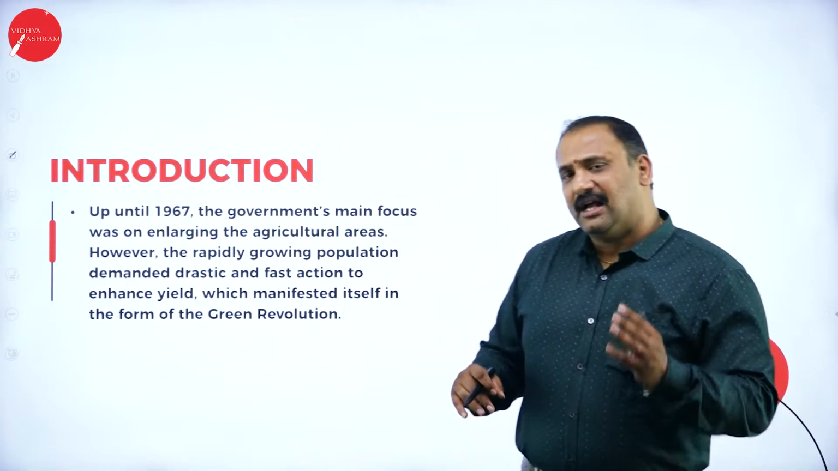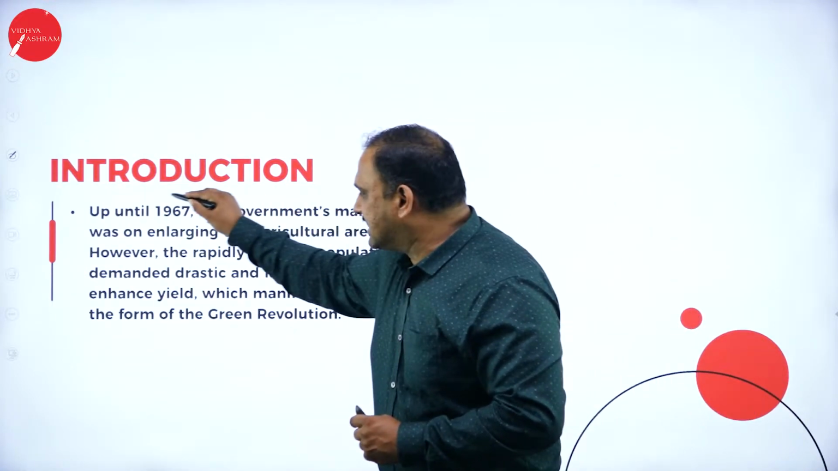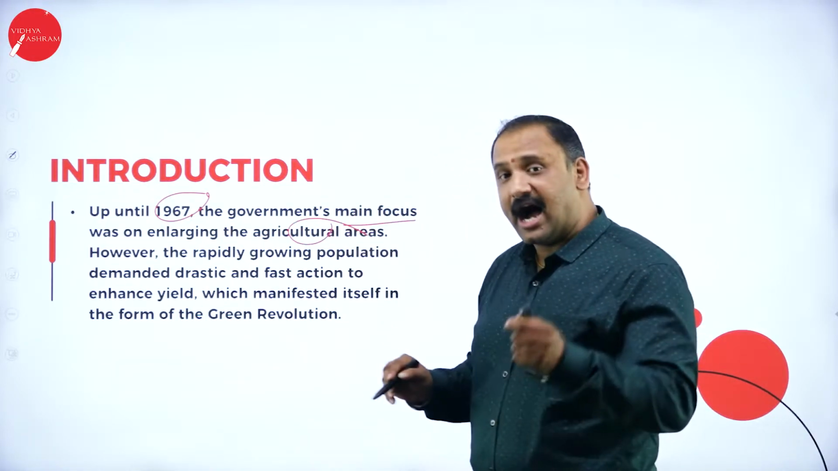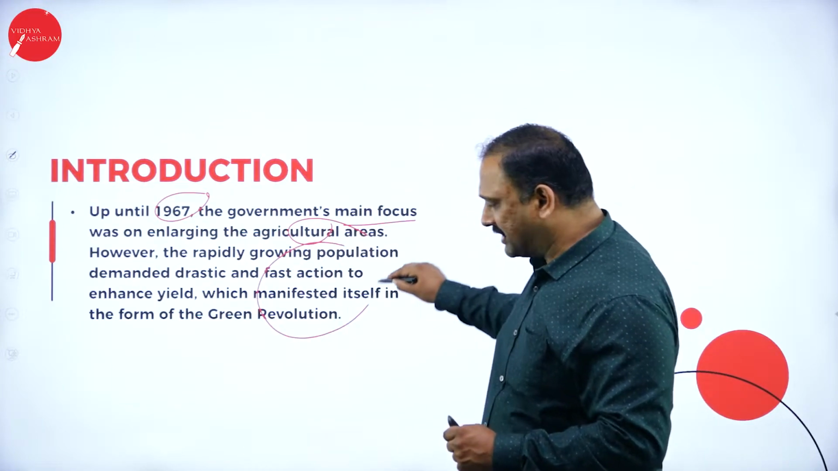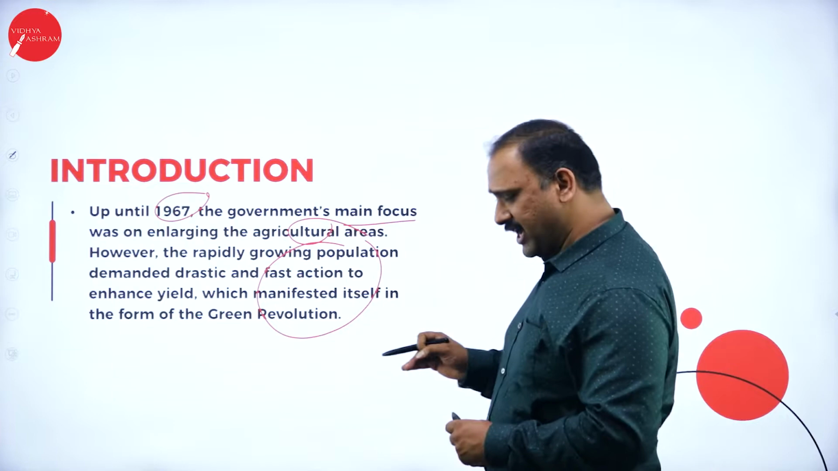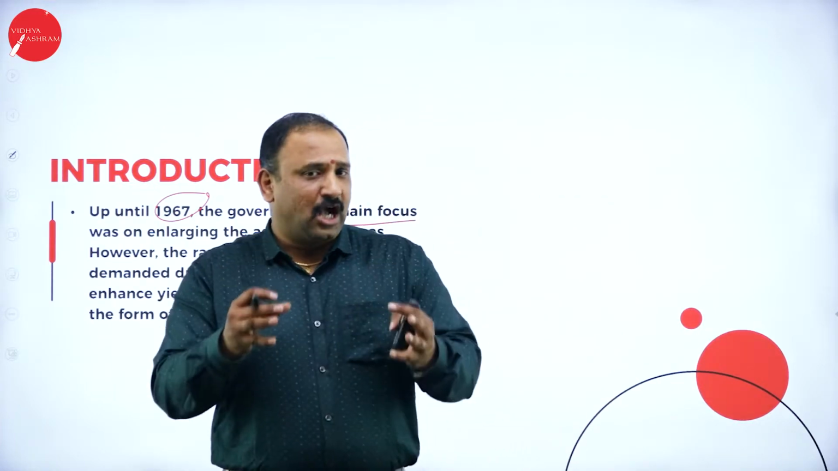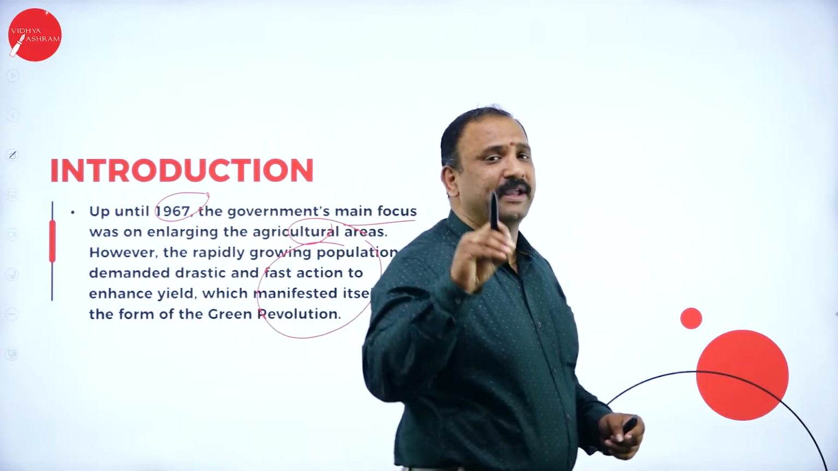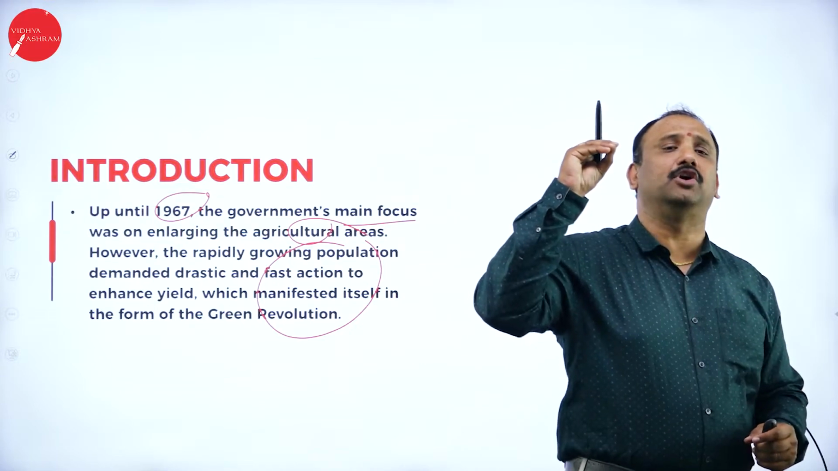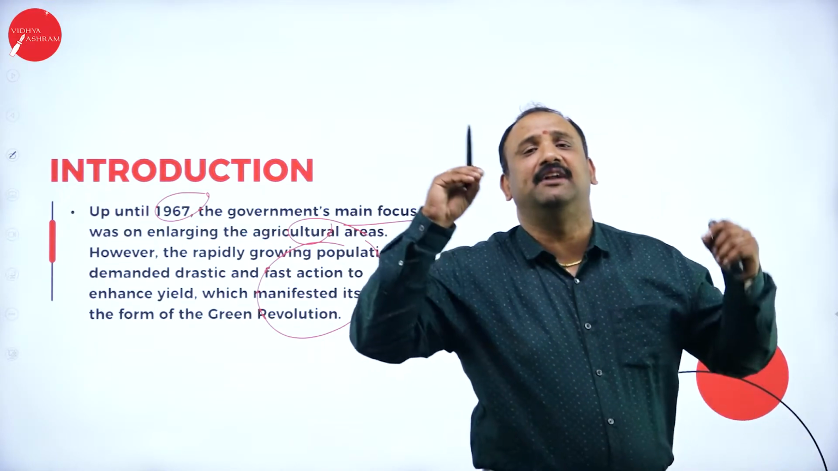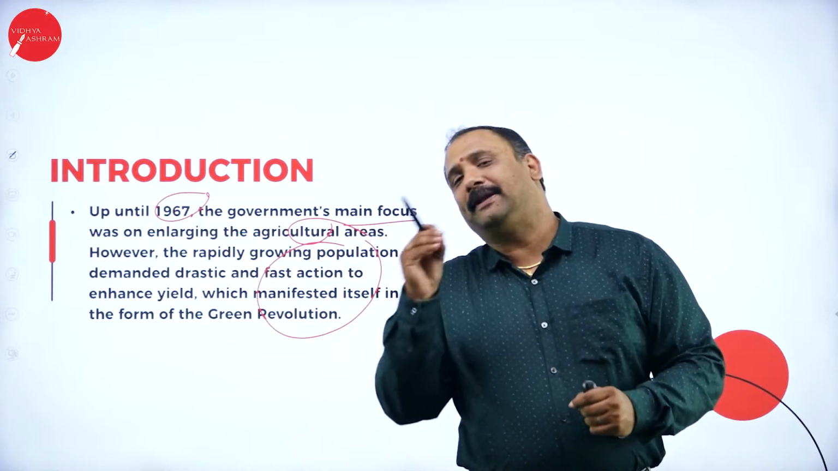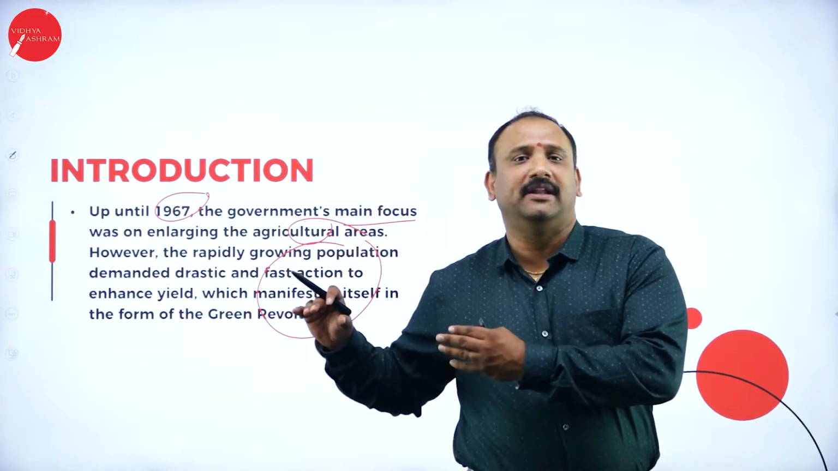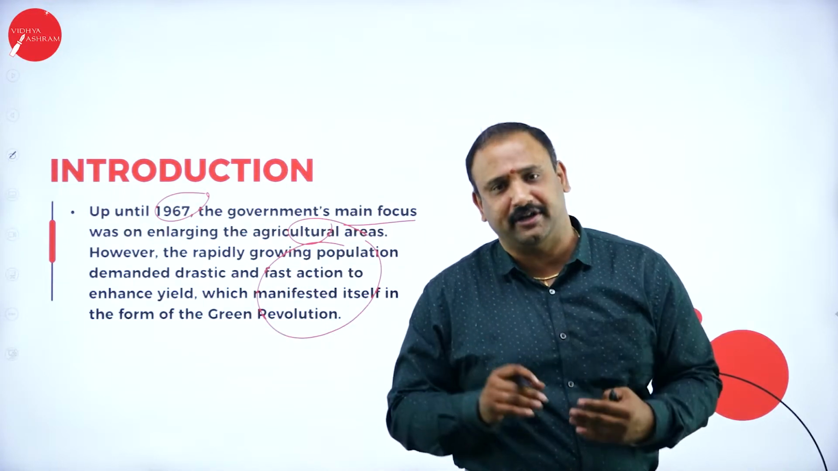Now, moving further, up to the year 1967, the government's main focus was on enlarging the agricultural area. However, the rapidly growing population demanded drastic and fast action in order to enhance the yield. Government of India had an ideology in mind to make agriculture a mainstay, one of the most important occupations for the farmers and for the people in India. But over a period of time, we all started understanding that this is not going to remain an easier option for the generations to come.